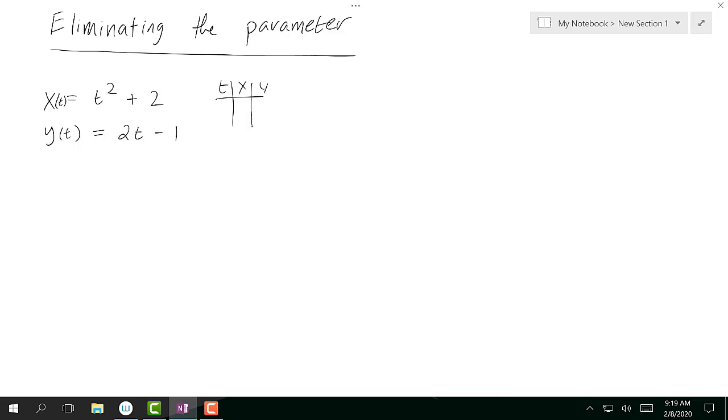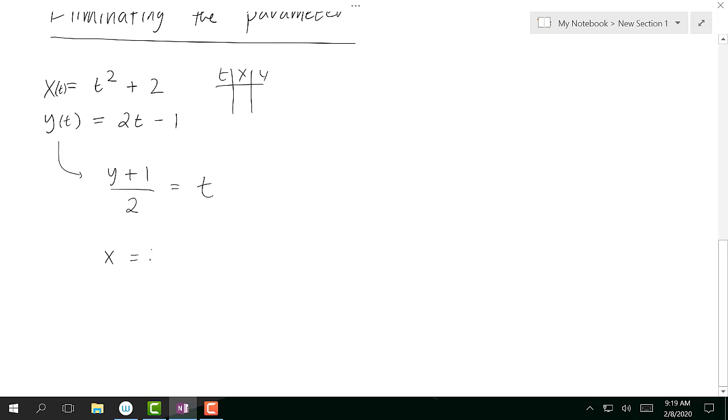So what I mean by that is let's go ahead and isolate this function and solve it in terms of t. So I have y equals 2t minus 1. I can rearrange this. y plus 1, all divided by 2, is now equal to t. So what I can do with this now is plug it into the x equation. So I take x equals t squared plus 2. But now instead of t squared, I'm going to square this term right here, and then add 2 to it.